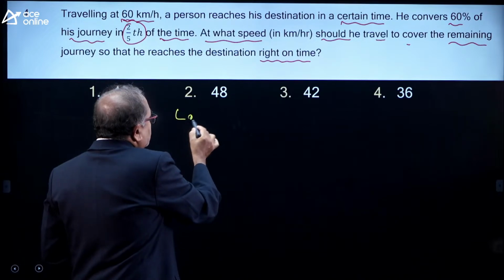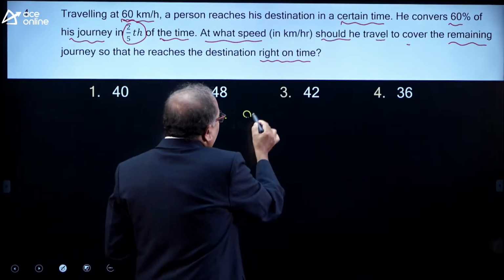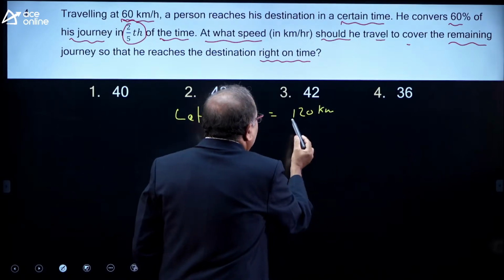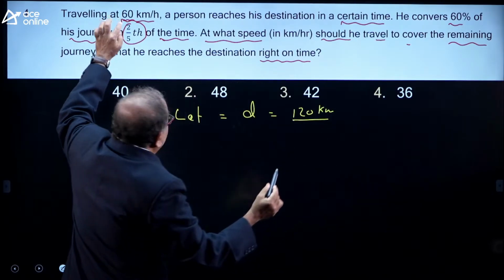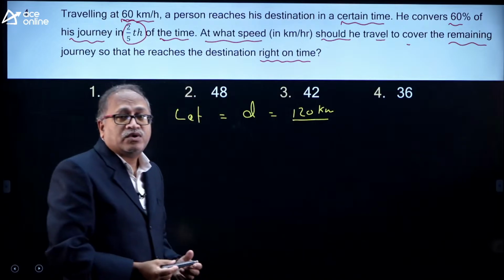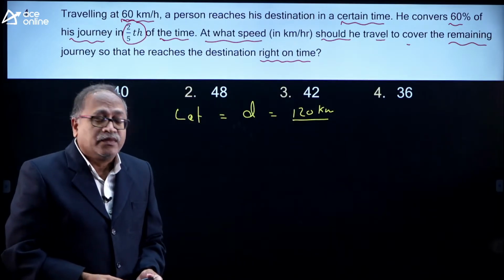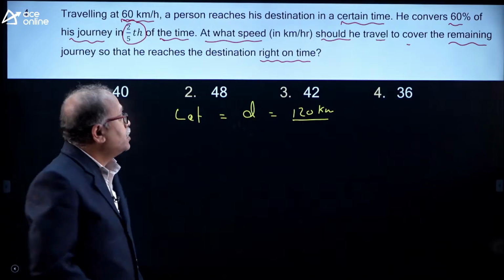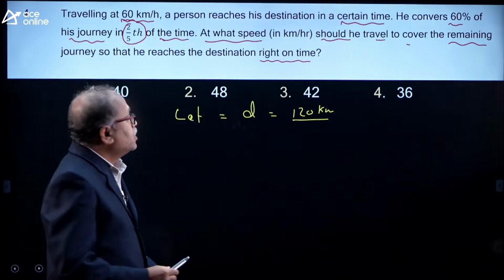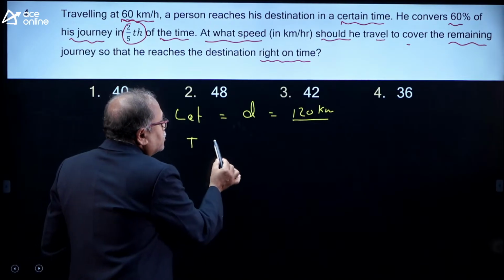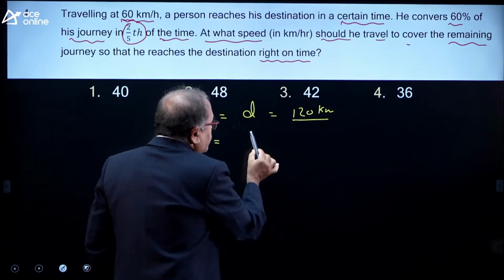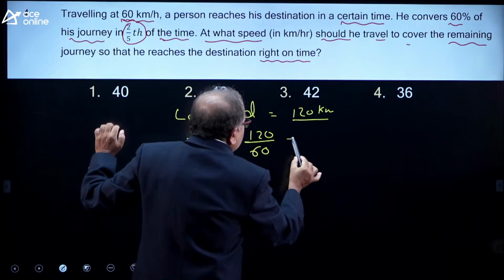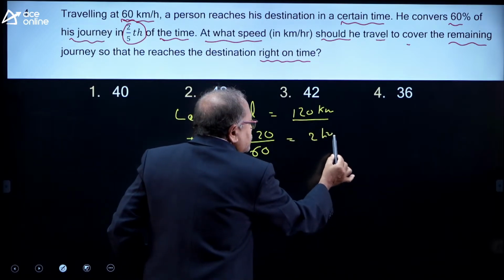Let D be equal to 120 kilometer. Why am I taking 120 kilometer? Divisible by 60 and getting more than one value. Okay. Anyone answered it? No? So, if D is 120, what is your time? The time will be 120 divided by the speed 60, that is 2 hours.